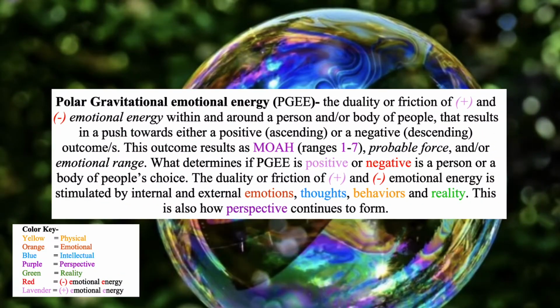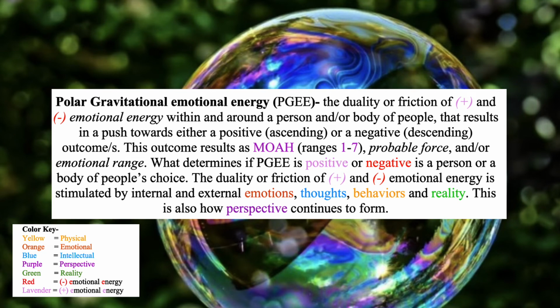So this is where a person must make a choice between positive polar gravitational emotional energy or negative polar gravitational emotional energy. Here's the definition to polar gravitational emotional energy. The duality or friction of positive and negative emotional energy within and around a person or body of people that results in a push towards either a positive ascending or negative descending outcome. This outcome results as MOAH, ranging from 1 through 7, probable force and or emotional range. What determines if polar gravitational emotional energy is positive or negative is a person or a body of people's choice.